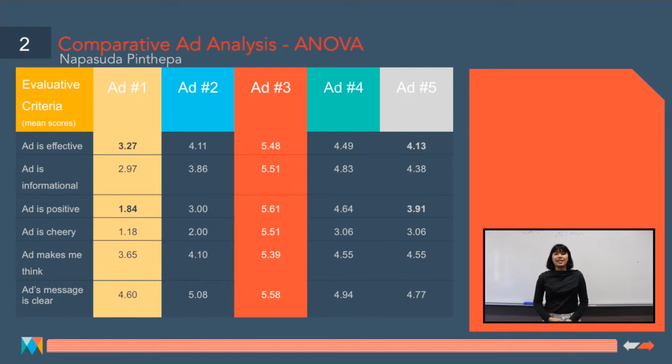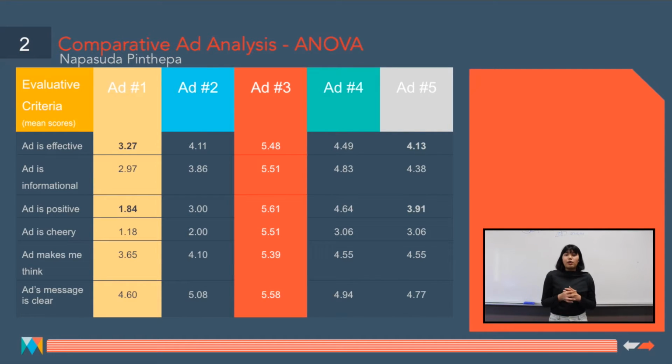Hi, so in this section, we conducted tests and analysis across 5 different advertisements. As you know, each respondent is surveyed and asked questions based on a randomly selected advertisement. In order to compare these ads, the ANOVA test is used for comparing mean scores for evaluative criteria. Accordingly, we set hypotheses on whether or not these ads have different mean scores in each evaluative criterion.